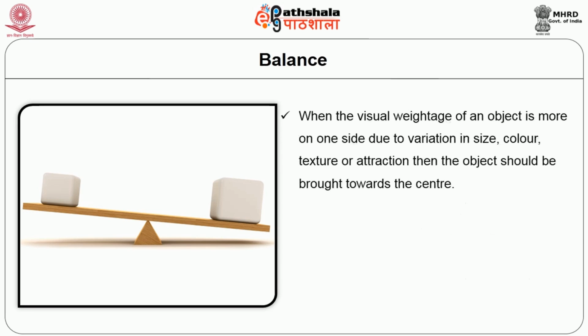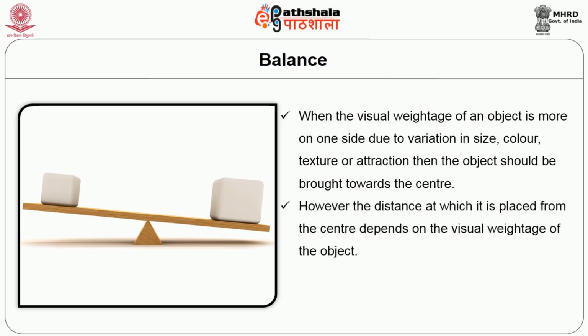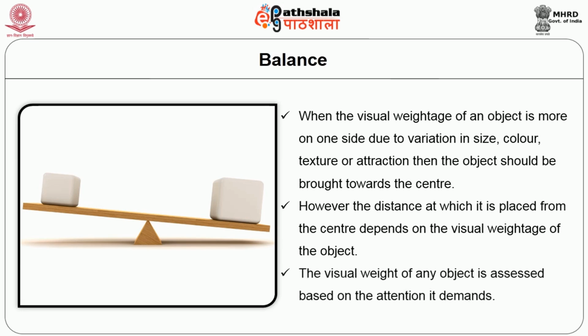When the visual weightage of an object is more on one side due to variation of size, color, texture or attraction, then the object should be brought towards the center. However, the distance at which it is placed from the center depends on the visual weightage of the object. The visual weight of any object is assessed based on the attention it demands.